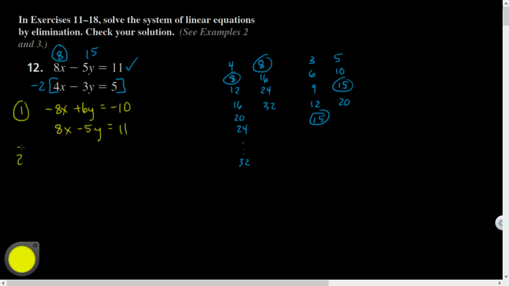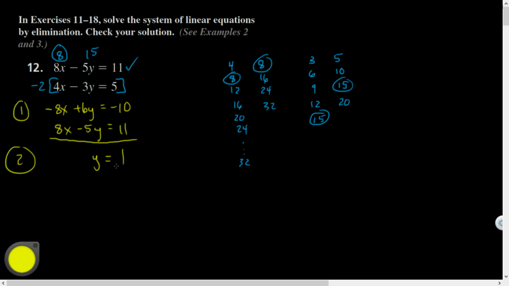All right, so step 2, we now add these together. This is where the elimination happens. This is where the magic happens, friends. And when I add these together, look at this. Beautiful. Negative 8x plus 8x is 0x, which is 0, which I don't even have to write. So those got eliminated, which is what I wanted to happen. 6y and negative 5y, add those together. That's just 1y. Let's just call that y, right? I like that. Equal sign, bringing it down. And negative 10 plus 11 is 1.